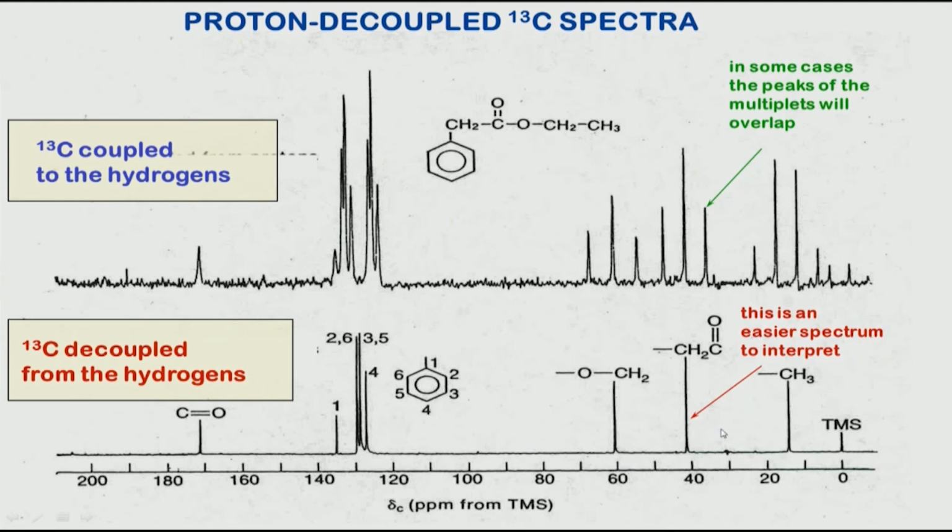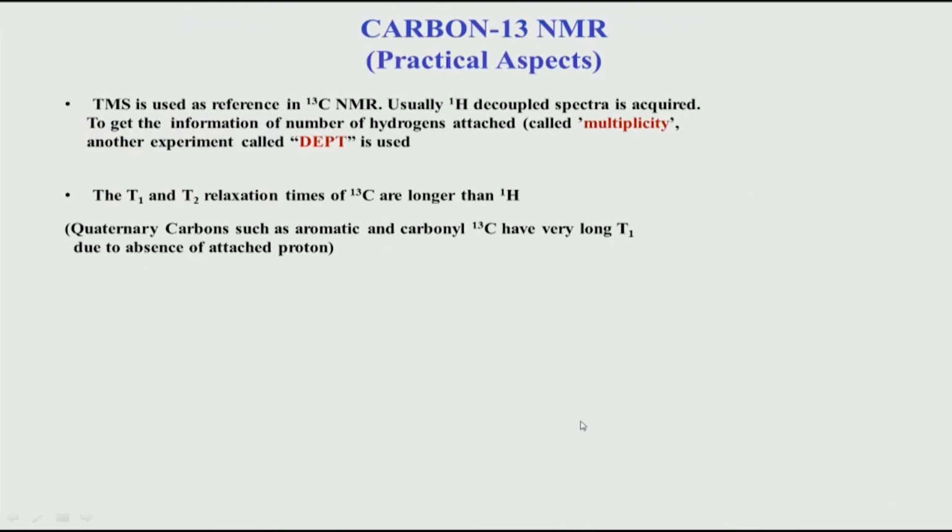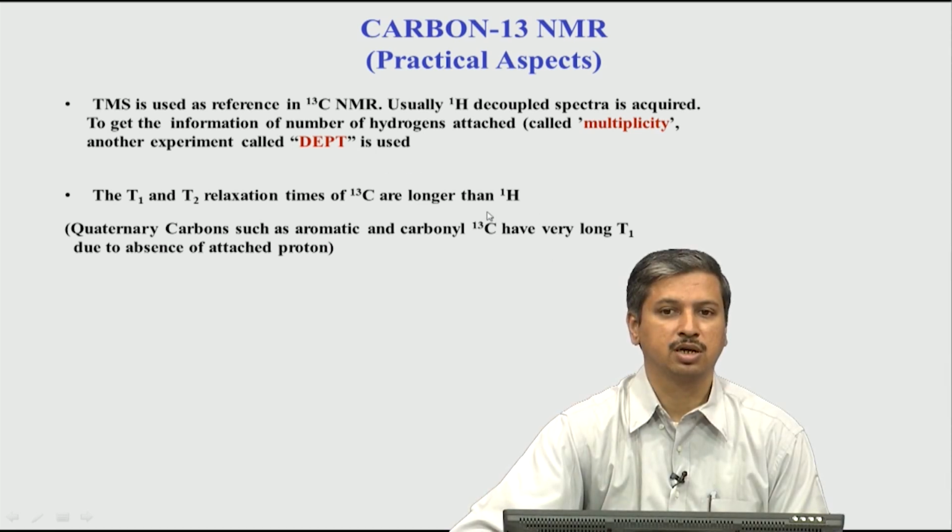So, most of the time when we look at analyzing the molecules, we will be looking at this type of a spectrum, which is decoupled spectrum, okay, not looking at the coupled. So, let us see what are the practical aspects when you record a carbon 13 NMR spectrum. So, similar to what we saw for the proton, it is important to understand what parameters will affect the carbon spectrum. So, first thing is, as we do in proton, we use TMS also in carbon as a reference.